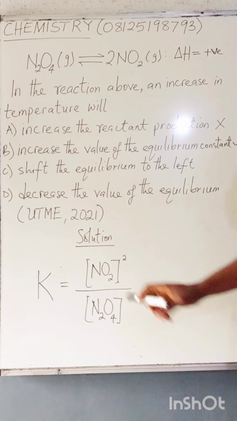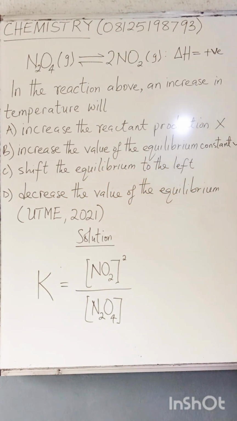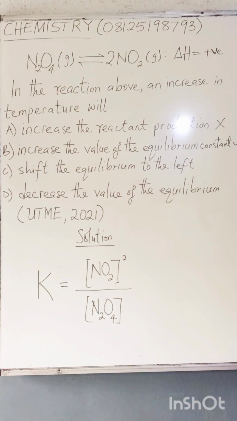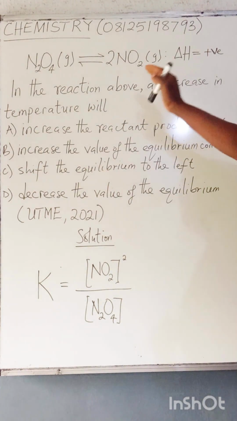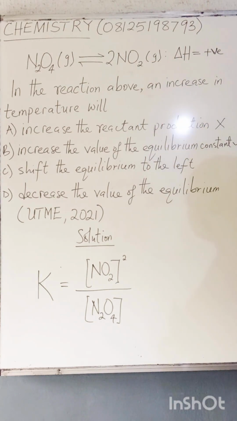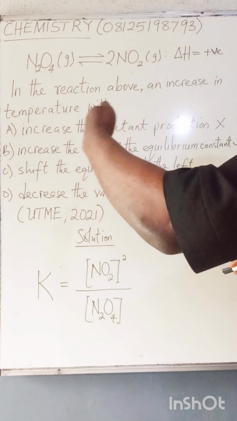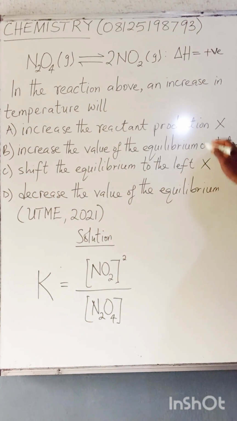Let us also look at option C, which says shift the equilibrium to the left. This reaction is endothermic. It likes heat, the forward reaction. Now when you increase the temperature, is it going to favor the backward reaction when the forward reaction likes heat? No. Shift the equilibrium to the left means moving the reaction to the left. And that is wrong for this particular equation on the board. That is not the correct option.